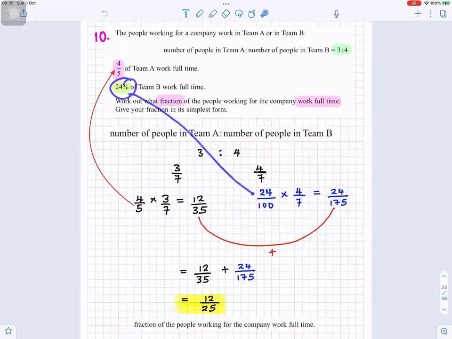24% of team B. 24% as a fraction is 24/100. Of team B, of means times 4/7. It gives you 24/175. Now we want to add 12/35 plus 24/175. Add them together. It gives you 12/25, which is the fraction of the people working for the company who work full-time. So 12/25.